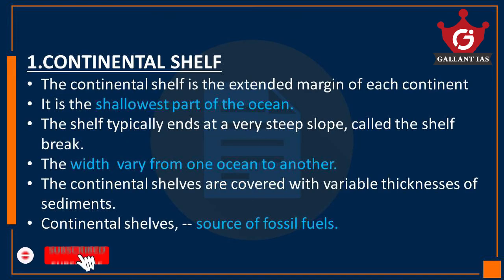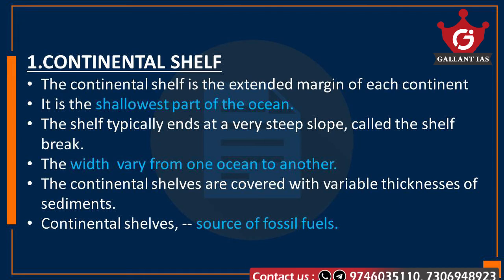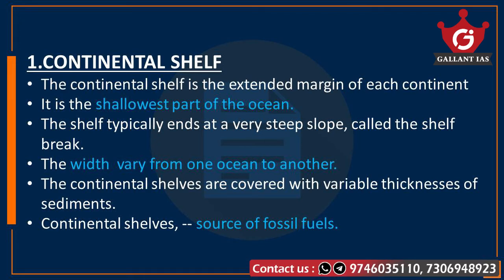The continental shelf is the extended margin of each continent occupied by relatively shallow seas and gulfs. It is the shallowest part of the ocean, and another important fact is that the shelf typically ends at a very steep slope called the shelf break. The width of the continental shelves varies from one ocean to another. The depth of the shelves also varies, and it may be as shallow as 30 meters in some areas, while in some areas it is as deep as 600 meters.